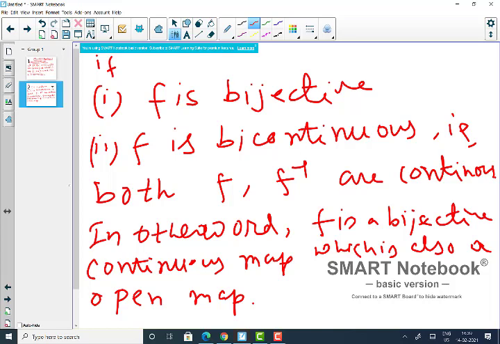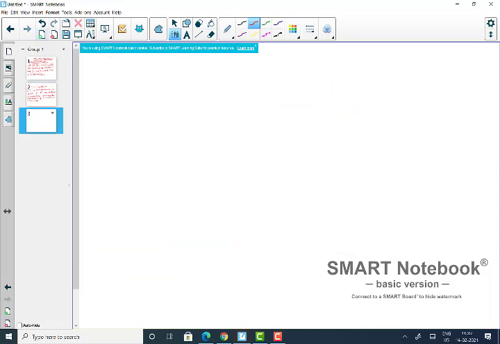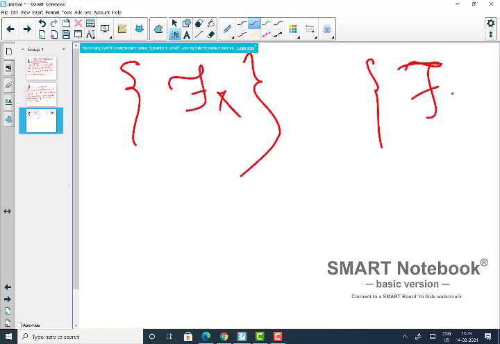Okay, so bijective means that there is a one-to-one correspondence between topologies. This is the meaning. So this collection of topologies here, tau X and tau Y, you have this one-to-one correspondence f. So what does that mean? Given every open set here, you have an open set there, and given an open set there, you have an open set here. Then only you call it a homeomorphism.